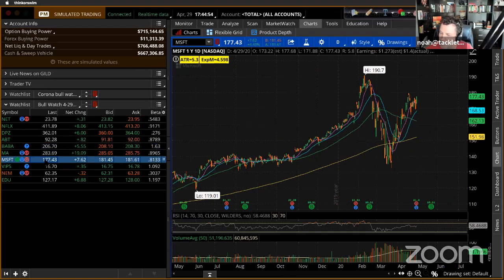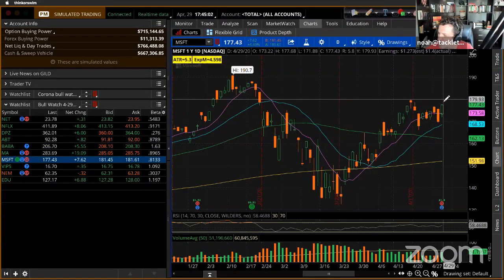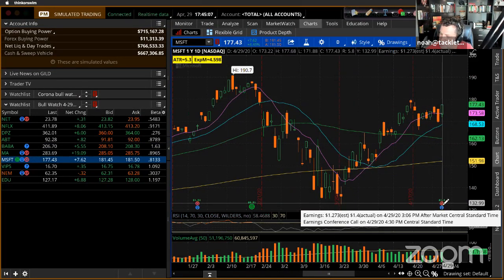What do you guys think of Microsoft? Microsoft's not quite at the breakout yet. Maybe a little ways to go to clear 180. Just had earnings. Beat their earnings estimate. Came in at 140.